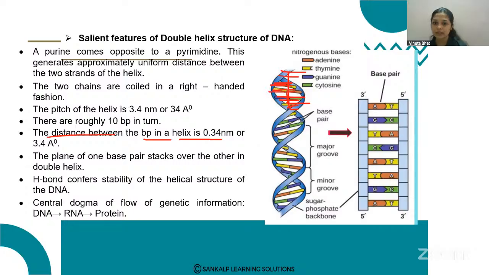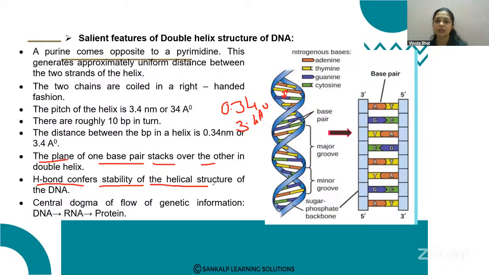So in between the base pairs, what is the distance? 0.34 nanometer or 3.4 angstrom. The plane of one base pair stacks over the other in the double helix. Hydrogen bonds confer the stability of the helical structure of the DNA. Very important.